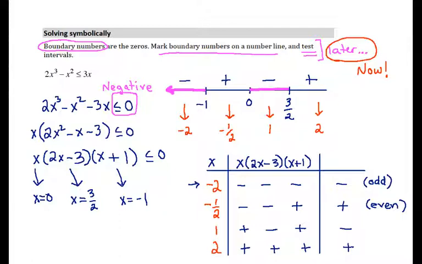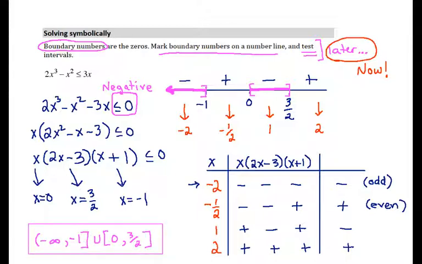This here is negative. Now I can consider the bracket type. This is again an inclusive inequality. So at all of these zeros, I am going to have square brackets. And now I'm ready to go ahead and write my solution set down here. Starts at -infinity, goes up to -1, starts again at 0, goes up to 3/2. And that is it.